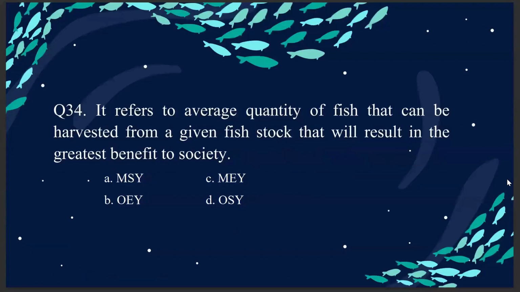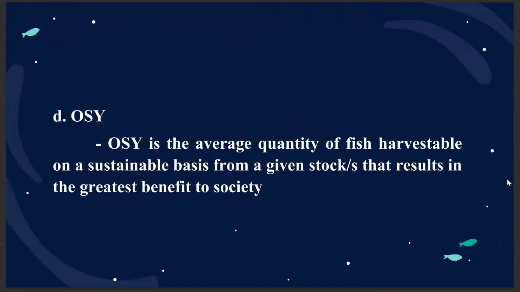Question number 34. Refers to the average quantity of fish that can be harvested from a given fish stock that will result in the best benefit to society. A. NSY. B. OPY. C. MEY. Or D. OSY. The answer is OSY.